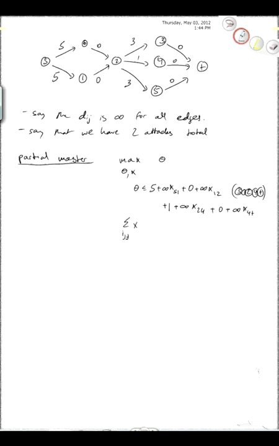So we have a constraint that looks like the sum over all ij of xij is less than or equal to 2. And that corresponds to the fact that we have just 2 attacks available. So that's what the partial master looks like from the beginning.